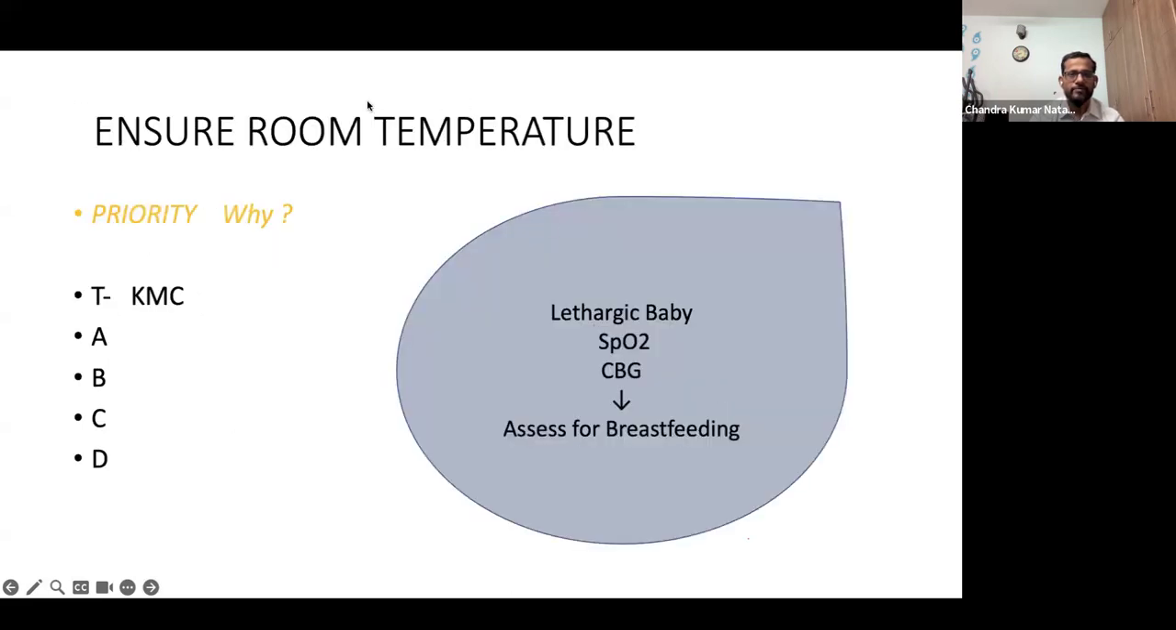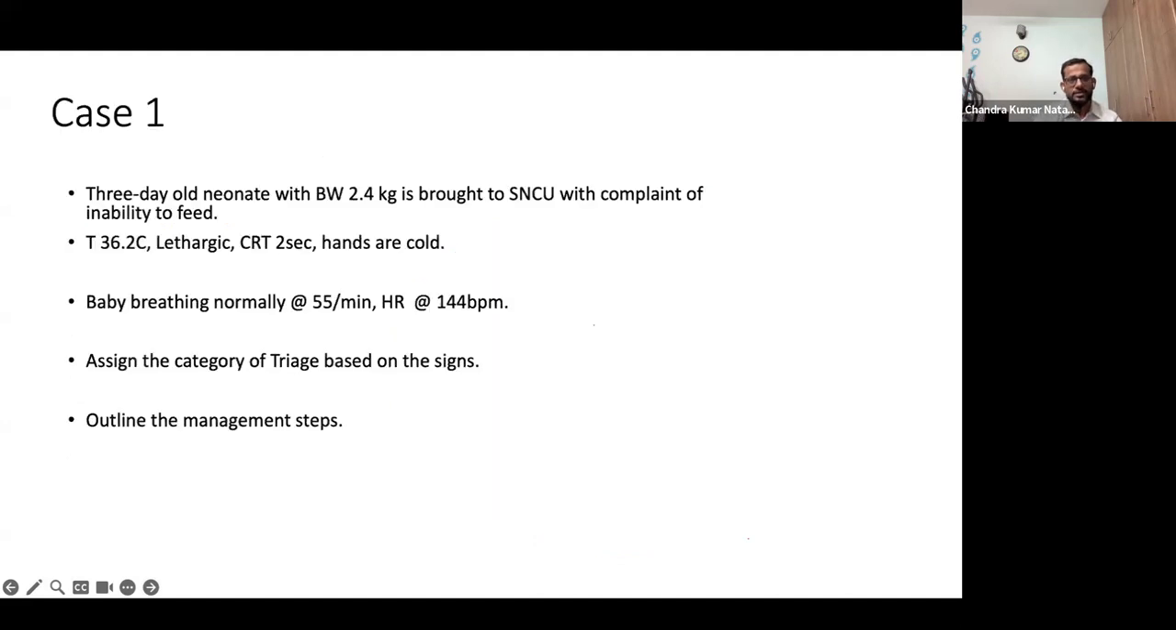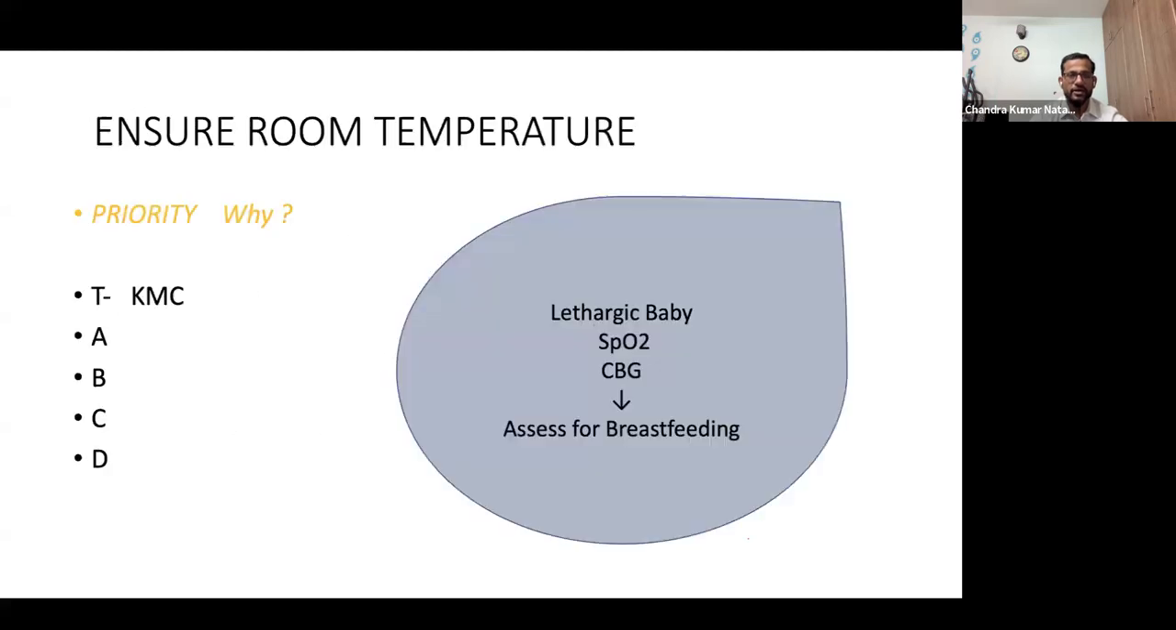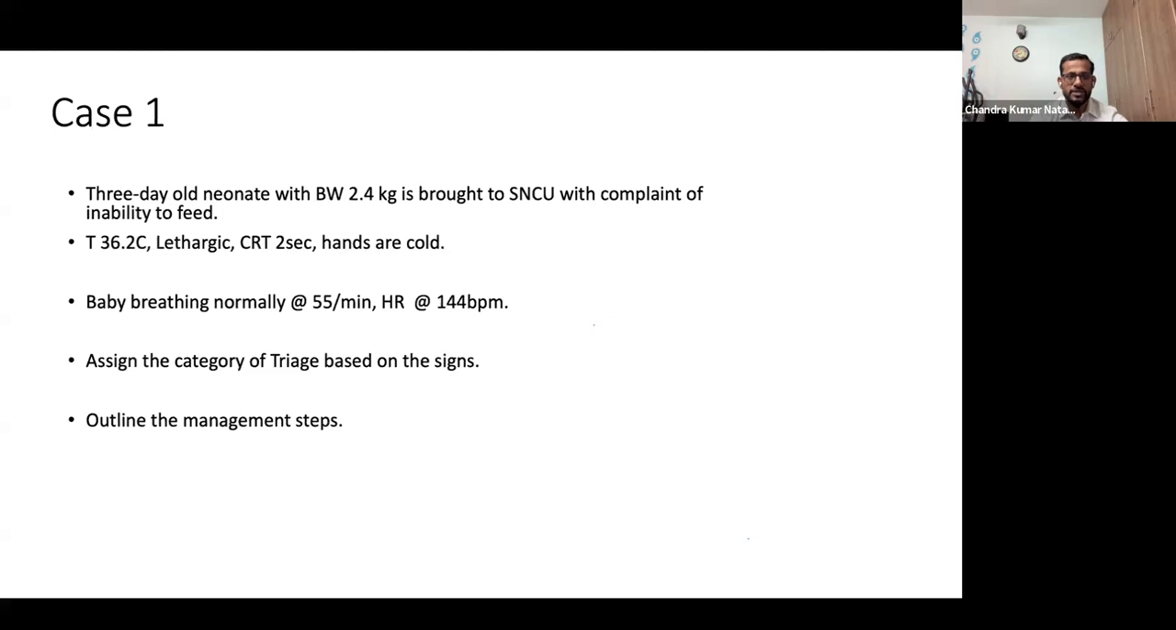So this baby is priority. Why? Because this baby is a larger baby. Baby is lethargic, but the temperature is not less than 35.5. It is between 35.5 and 36.5. Hands are cold, but the baby is breathing normally. Pulses are okay. There is no tachycardia. So this baby falls under a priority category. This baby is most likely in cold stress.